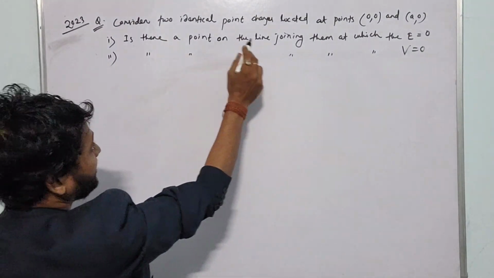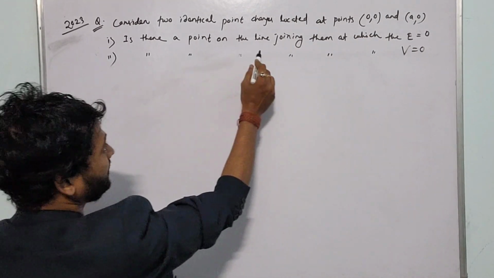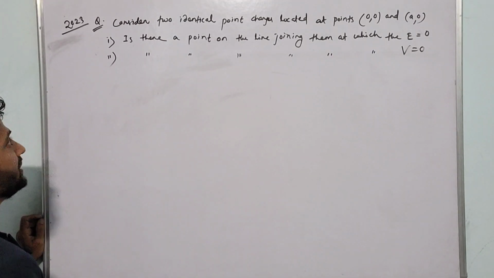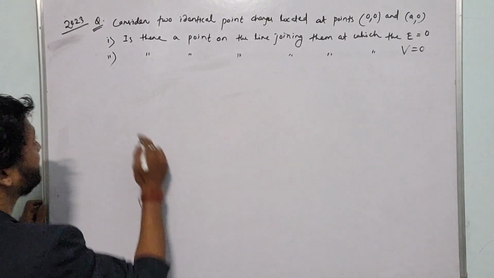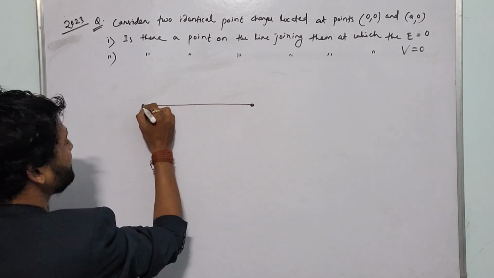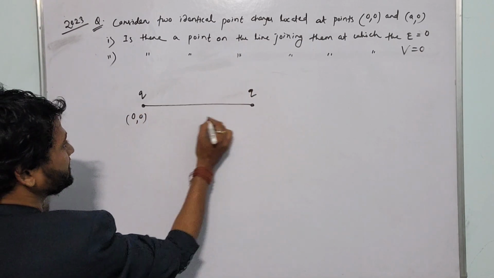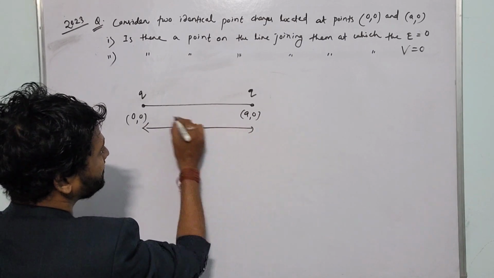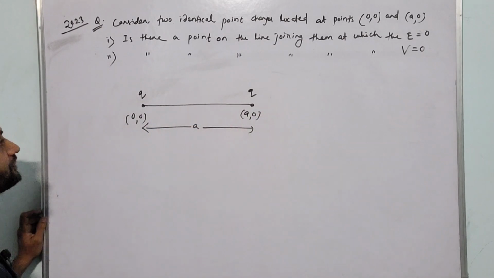See the question. Consider two identical point charges located at the points (0, 0) and (a, 0). Is there a point on the line joining them at which electric field intensity becomes 0? Second bit: is there a point on the line joining them at which potential becomes 0? First, let's see the first bit. What is the question? There are 2 point charges and both are identical. Let it be q and q, and the coordinates are (0, 0) and (a, 0). So that means the separation between the two charges is a, and both the charges lie on the x-axis.